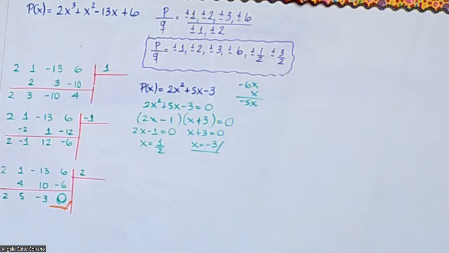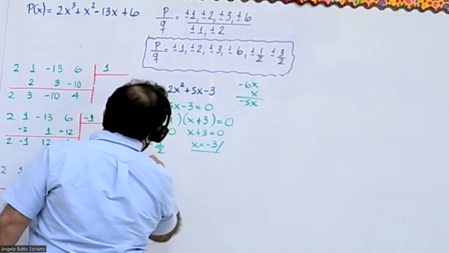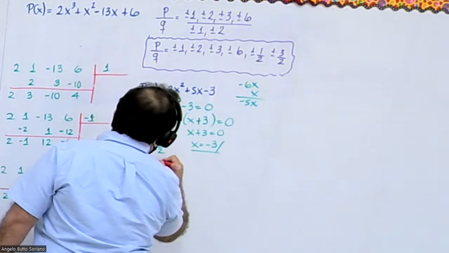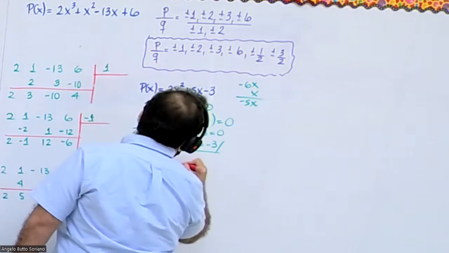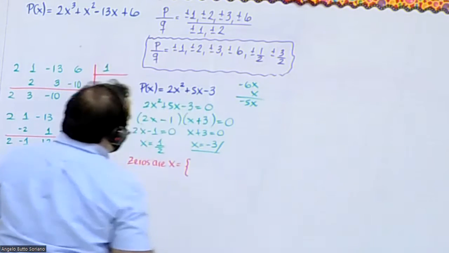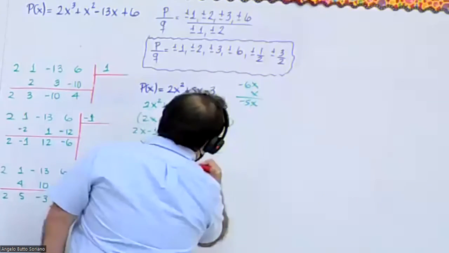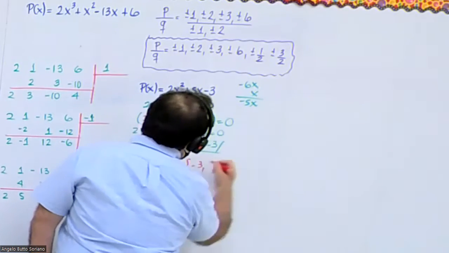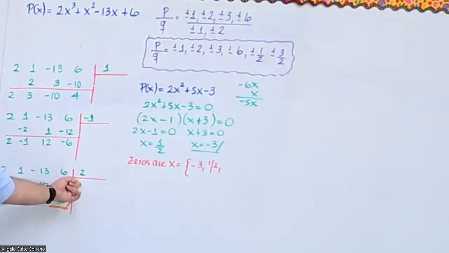So the zeros are, which are the zeros? The zeros are x equals, remember, we want to start from the smaller one, that will be negative 3, 1/2, and obviously 2.